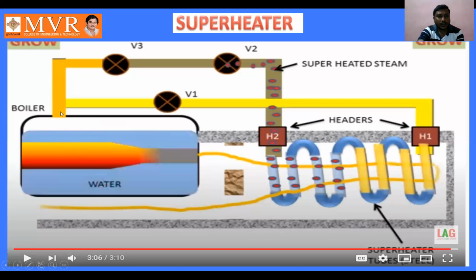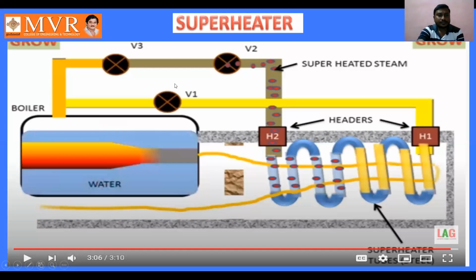From this boiler, the feed water, the hot water, enters using the V1 valve and is sent into the first header, and from the first header it moves into the superheater tubes. From the superheater tubes it enters the second header, and from the second header the superheated steam moves through the tube to the steam stop valve, and wherever the steam is required it is sent from the V2 valve.